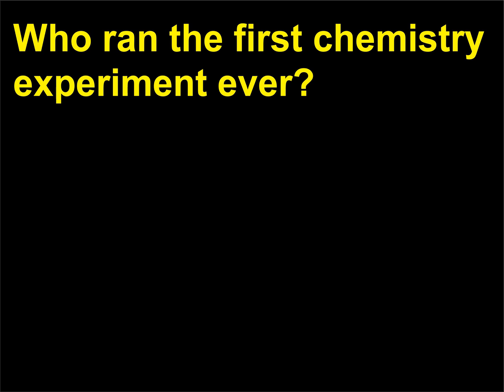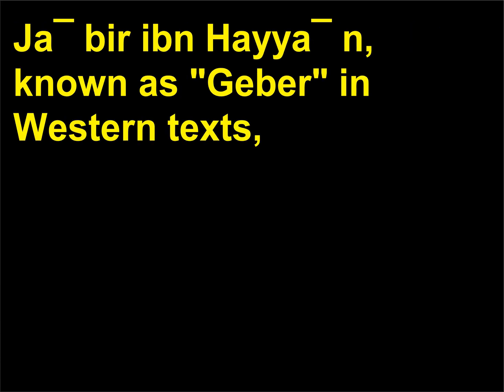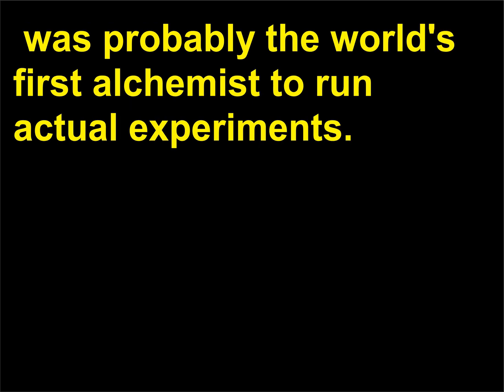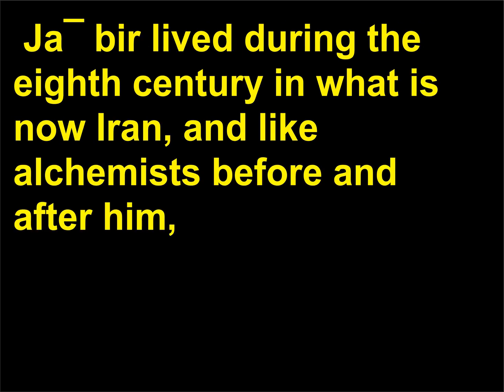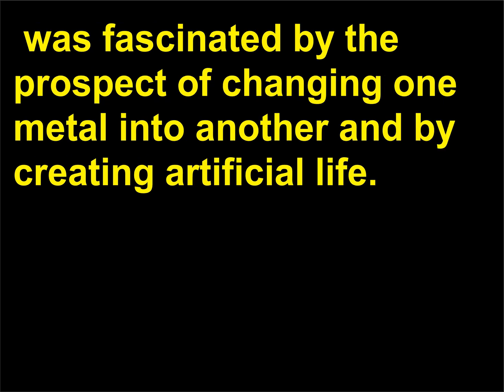Who ran the first chemistry experiment ever? Jaber ibn Hayyan, known as Geber in Western texts, was probably the world's first alchemist to run actual experiments. Jaber lived during the 8th century in what is now Iran, and like alchemists before and after him, was fascinated by the prospect of changing one metal into another and by creating artificial life.